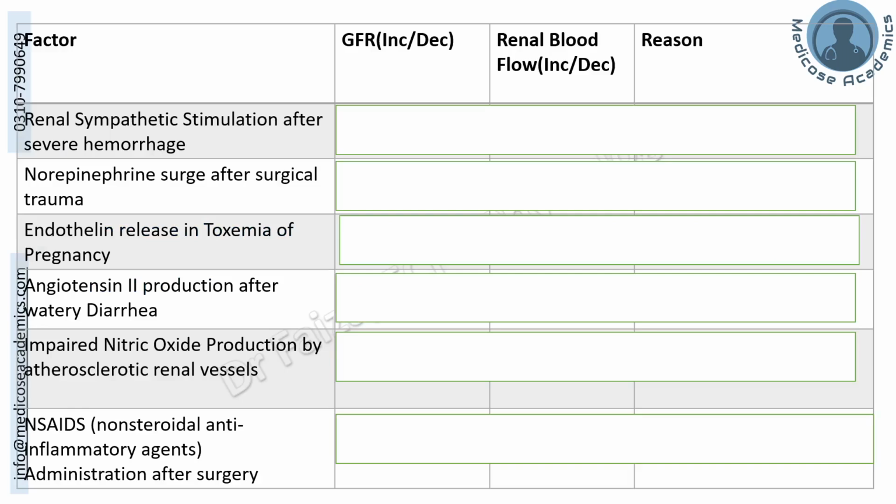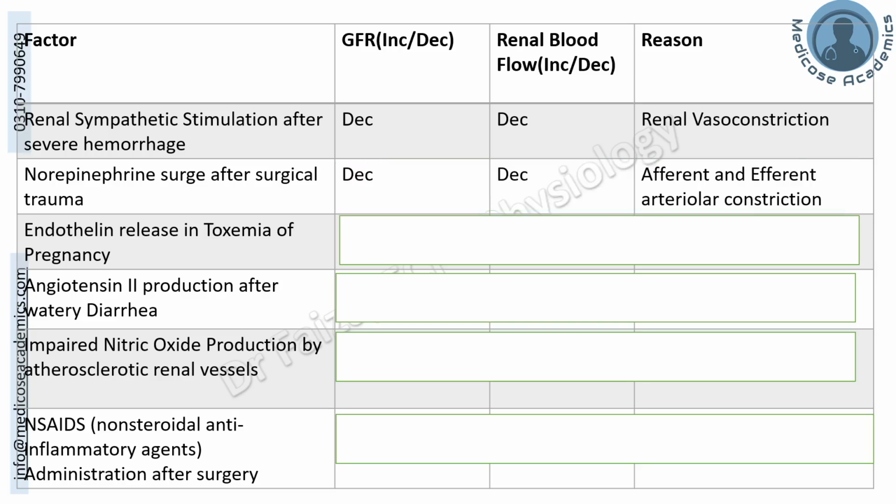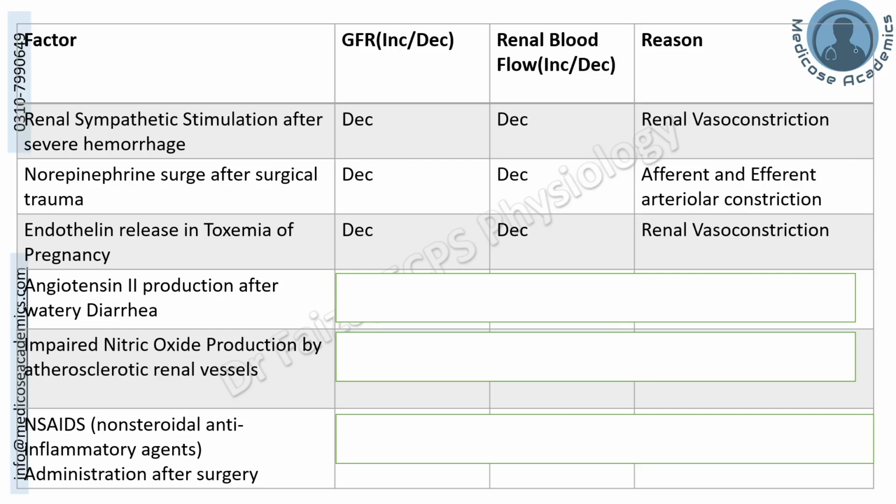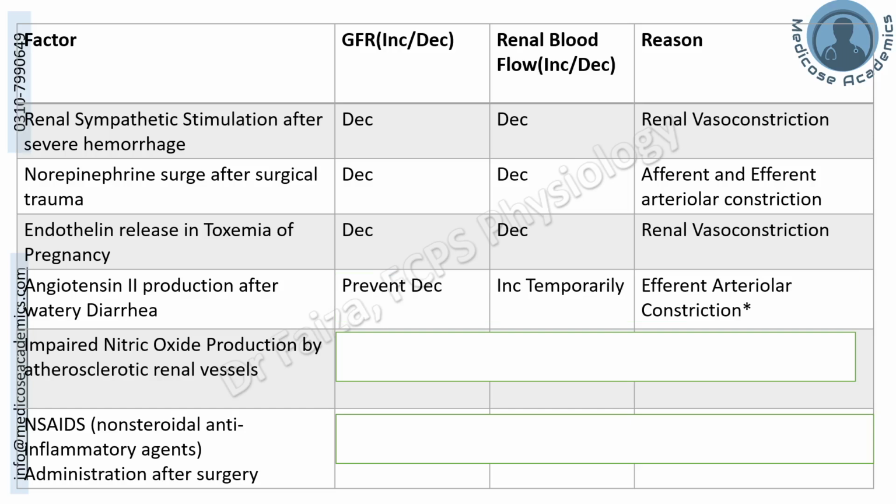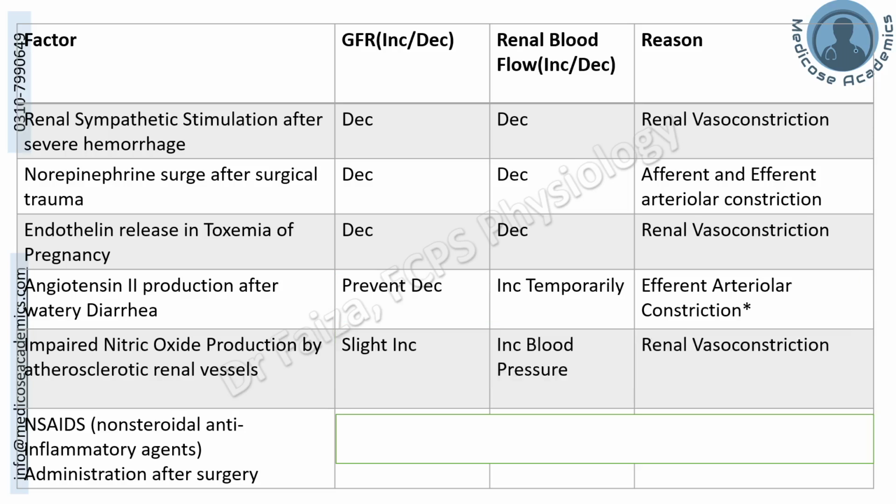Okay, I hope now you can guess all these. Renal sympathetic stimulation is causing vasoconstriction, so it decreases the GFR and renal blood flow. Norepinephrine, again vasoconstriction. Endothelin, vasoconstriction, reduces GFR. Angiotensin 2, efferent arteriolar constriction, and it is going to temporarily increase or prevent a decrease in the GFR. Impaired nitric oxide production, there will be no vasodilation, so decreased blood flow. This impaired nitric oxide production is related to hypertension.